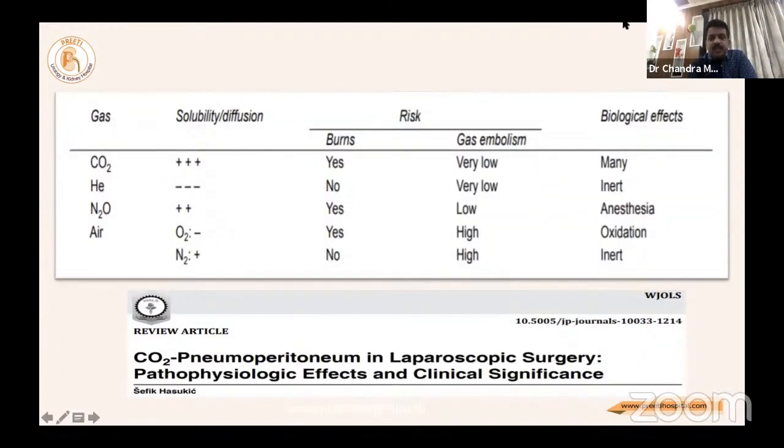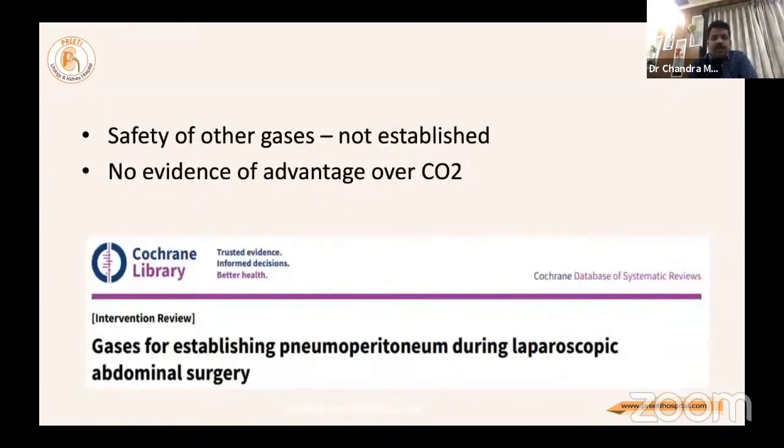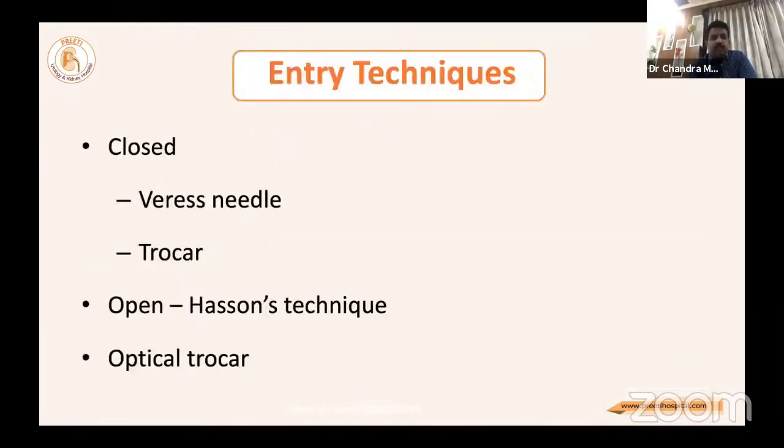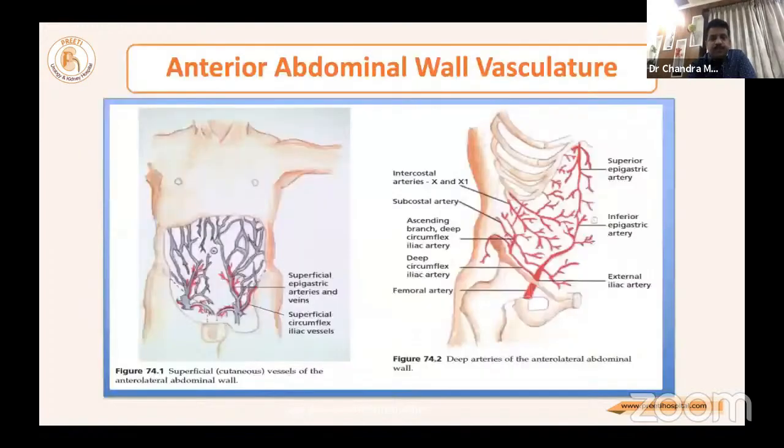This is again a theory slide where you see there are various advantages of helium, but we don't use it. Now, coming to the safety of the other gases, it is not established, so CO2 remains the main one. Coming to the entry technique, as you all know, Veress needle, trocar, open Hasson's cannula technique and optical trocar are the methods by which you establish the pneumoperitoneum.